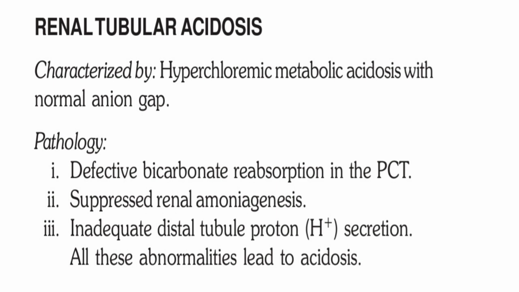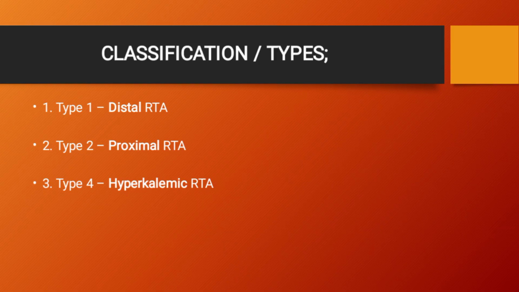So, this picture is showing the definition of renal tubular acidosis. There is hyperkalemic metabolic acidosis with normal anion gap, and pathology involves defective bicarbonate reabsorption in the proximal convoluted tubules, suppressed renal ammoniogenesis, and inadequate distal tubule proton secretion. All these abnormalities lead to acidosis.